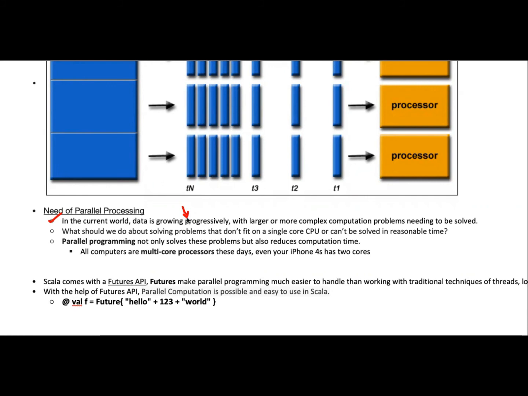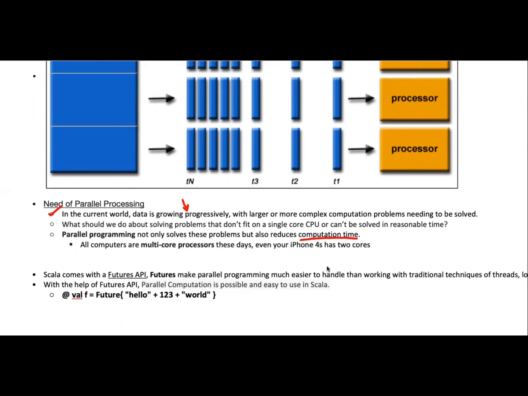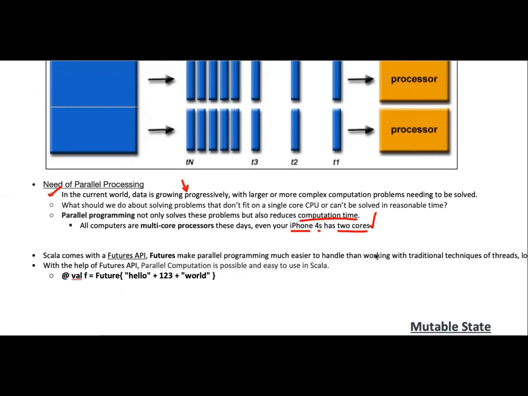we don't need a single core CPU. We need a more robust CPU, which would have multiple cores. With multiple cores, parallel processing is possible, which would actually reduce the computation time. Even, let's say, the iPhone 4S has 2 cores. These days everything is coming in cores.